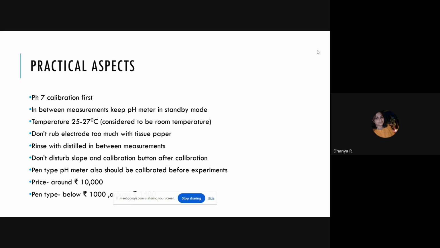The one point, very important point, is that you should calibrate your equipment before the experiment. Calibration में पहले आपको pH 7 वाला कैलिब्रेट करना है, यानी कि न्यूट्रल सॉल्यूशन को पहले कैलिब्रेट करना है. देन गो फॉर 4 और 9 के भी सॉल्यूशन आते हैं, 9.2 का भी सॉल्यूशन आते हैं, उससे भी आप कैलिब्रेट कर सकते हो. इन बिटवीन द मेजरमेंट्स कीप द pH मीटर इन स्टैंड बाय मोड.